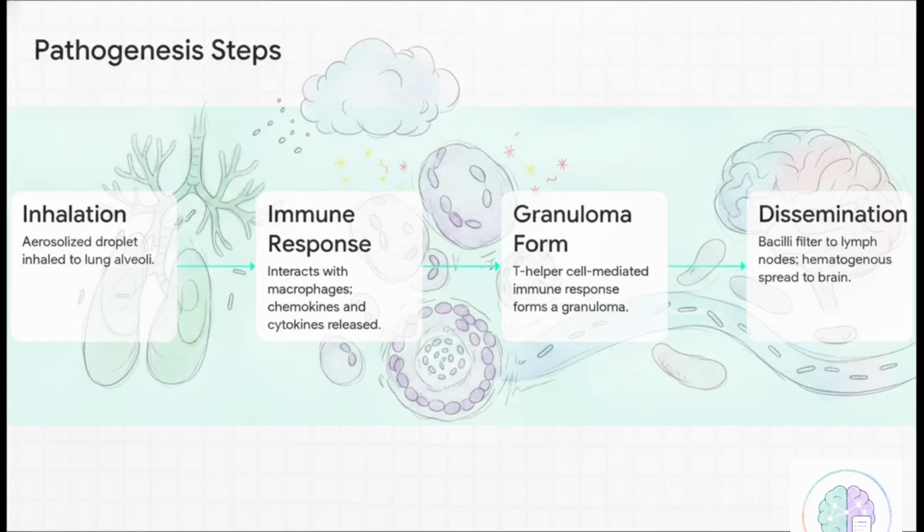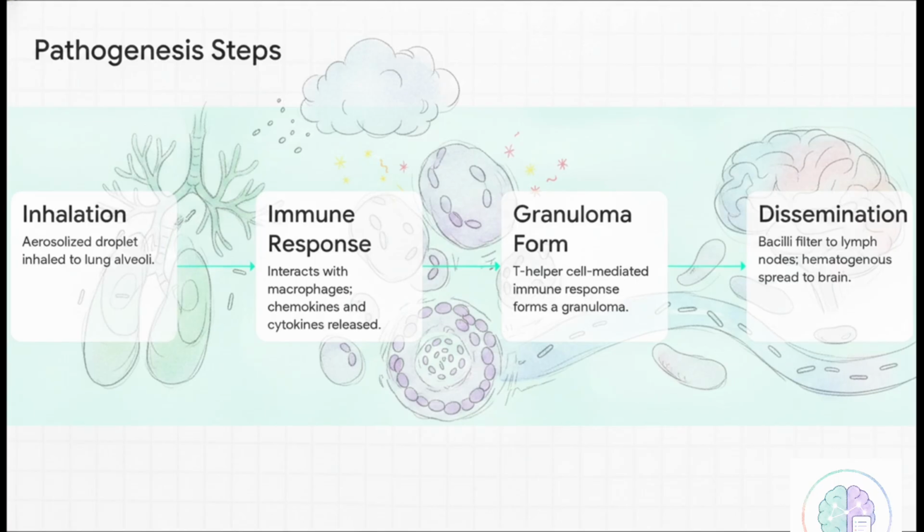So, let's walk sequentially through this incredible yet destructive mechanism step by step. First, an aerosolized droplet containing the bacilli is inhaled deep into the lung alveoli. Second, it interacts with alveolar macrophages. Our innate immune cells are triggered and they release chemokines and cytokines. Third, a T helper cell-mediated immune response kicks in, forming what's known as a granuloma to try and wall it off.